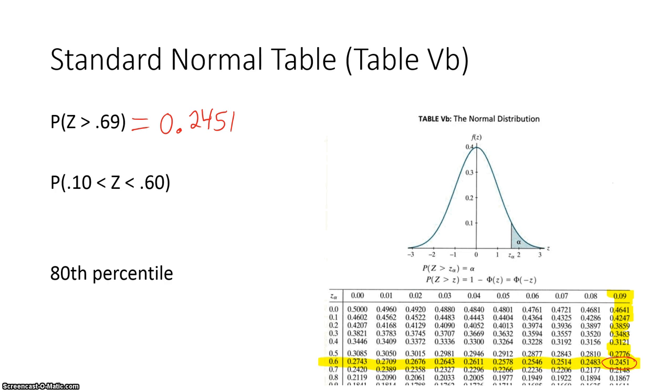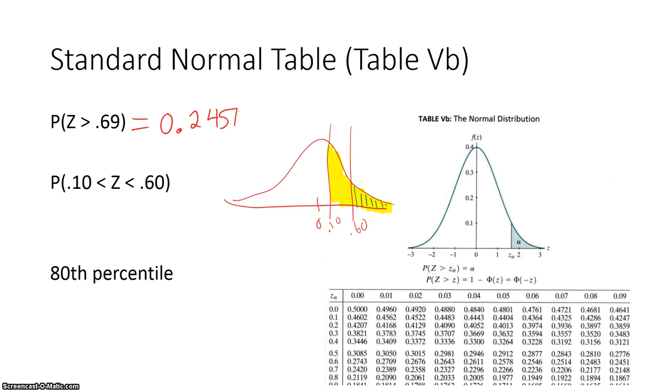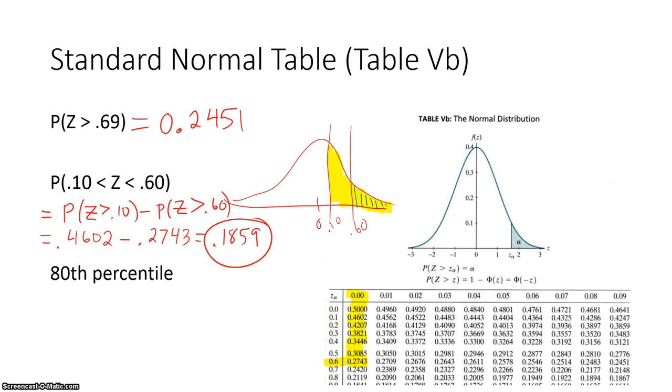If we want to do something a little more complicated, find the probability that our random variable z takes on a value between 0.1 and 0.6, we are going to need the area under the curve between 0.1 and 0.6. We're going to take the area above 0.1 and subtract the area above 0.6, and that's going to give us our answer. So we use the table to find the area above 0.1. That's 0.4602. The area above 0.6 is 0.2743, and the difference is our answer, 0.1859.